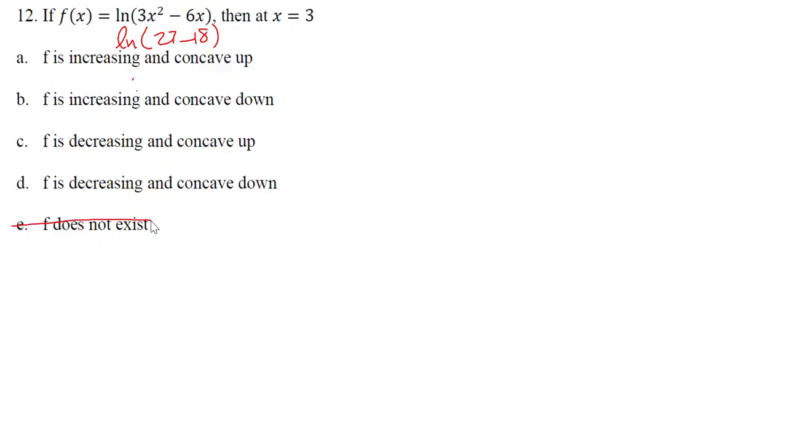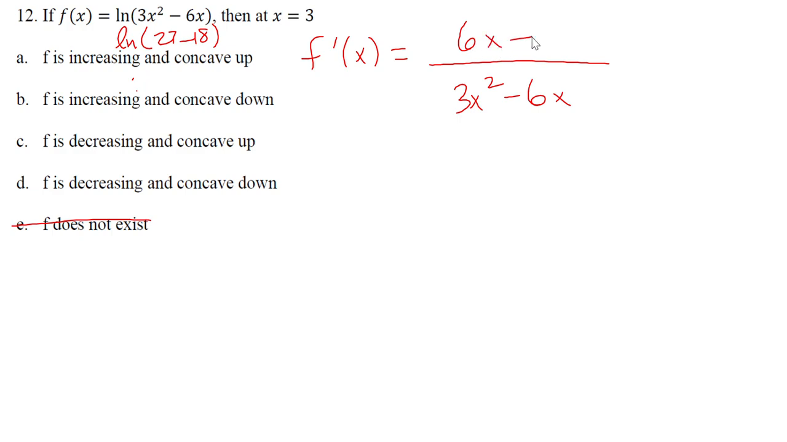We can ignore this. Now we need to determine if it's increasing or decreasing, and whether it's concave up or concave down. So first we'll determine if it's increasing or decreasing by evaluating the derivative at 3. So f prime of x should be, well, the derivative of the natural log of u is 1 over u times the derivative of u, which is 6x minus 6. Now, I think it'd be nice to simplify this down a little bit, just to make our arithmetic a little easier. If we divide everything by 3, we get 2x minus 2 over x squared minus 2x.